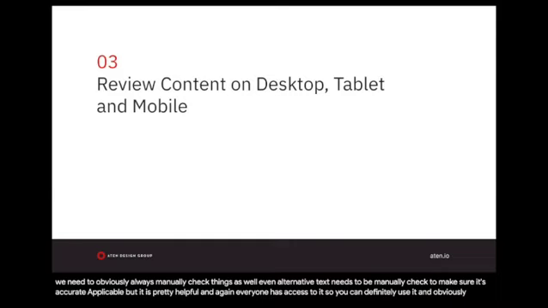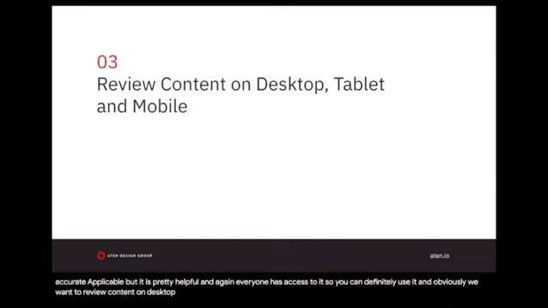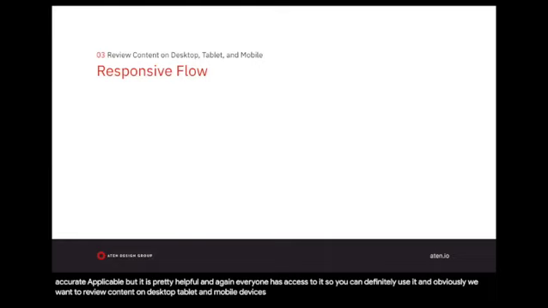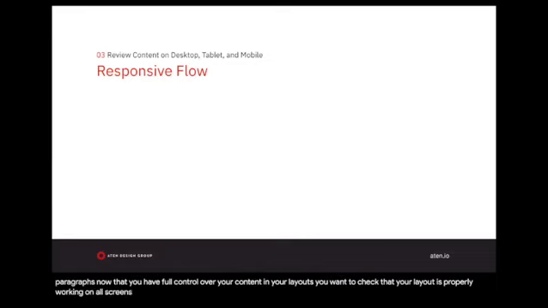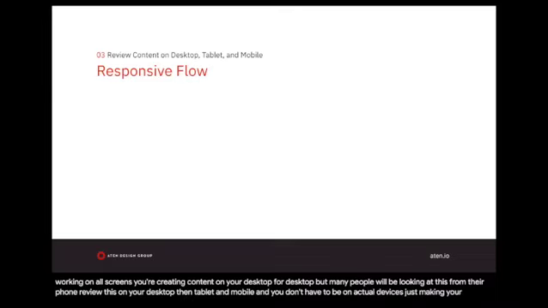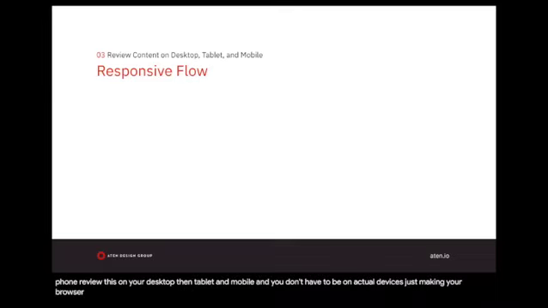And obviously we want to review content on desktop, tablet, and mobile devices. This is especially important with Layout Builder and layout paragraphs. Now that you have full control over your content and your layouts, you want to check that your layout is properly working on all screens. You're creating content on your desktop for a desktop, but many people will be looking at this from their phone. Review this on your desktop, then tablet and mobile. And you don't have to be on actual devices. Just making your browser smaller and bigger and kind of moving with that flow can be enough to exactly see how this is moving, how that content works, and what it looks like on various screens.